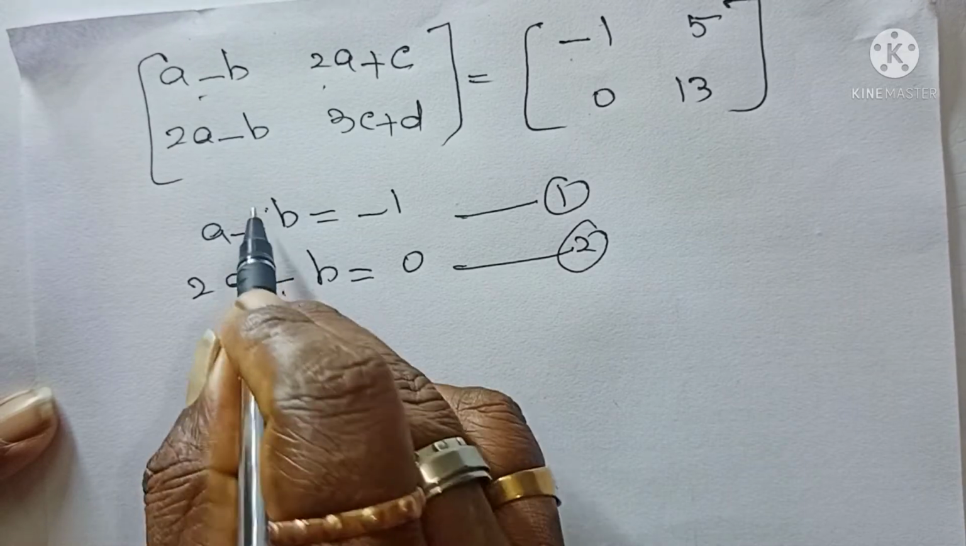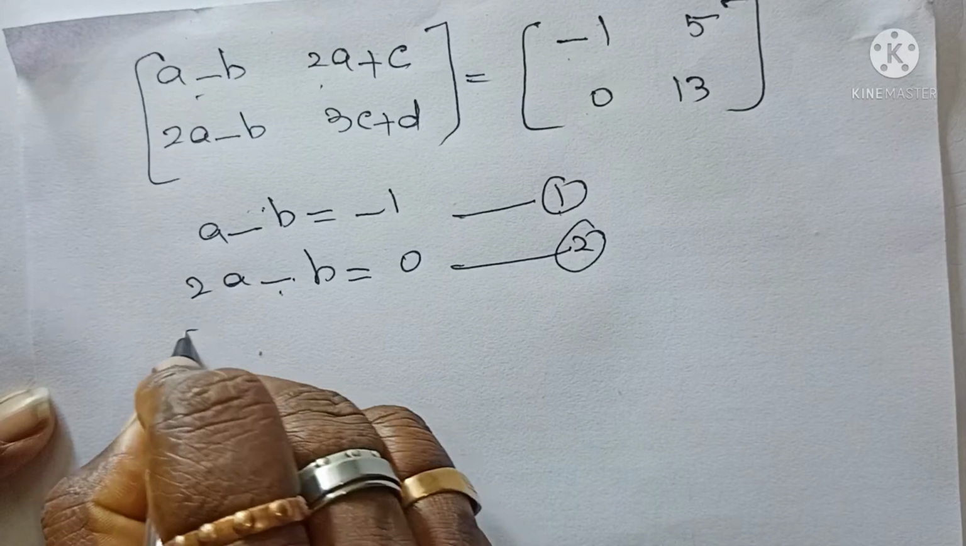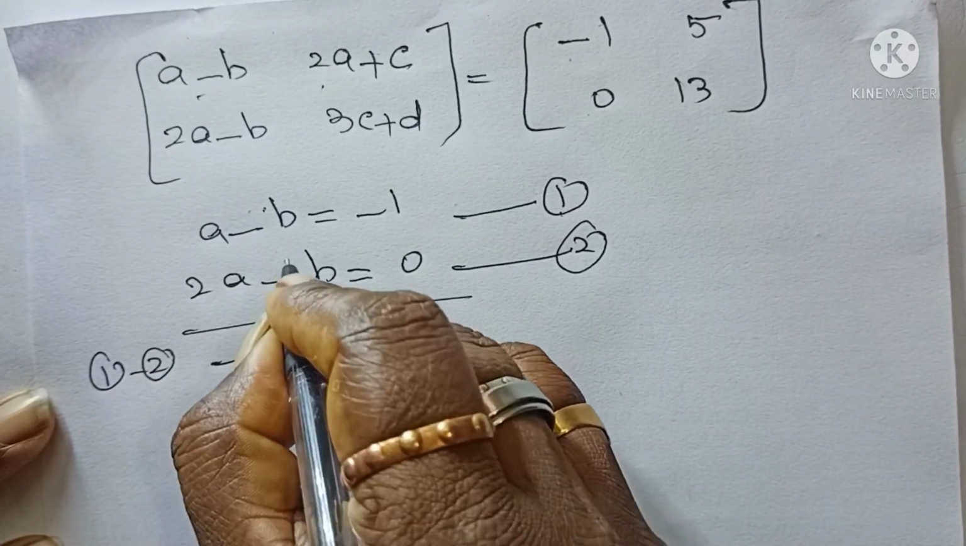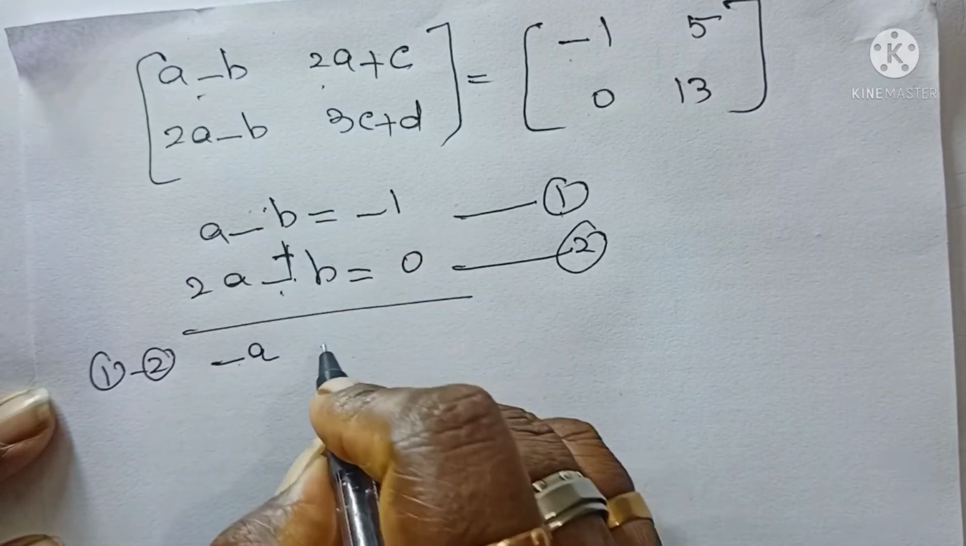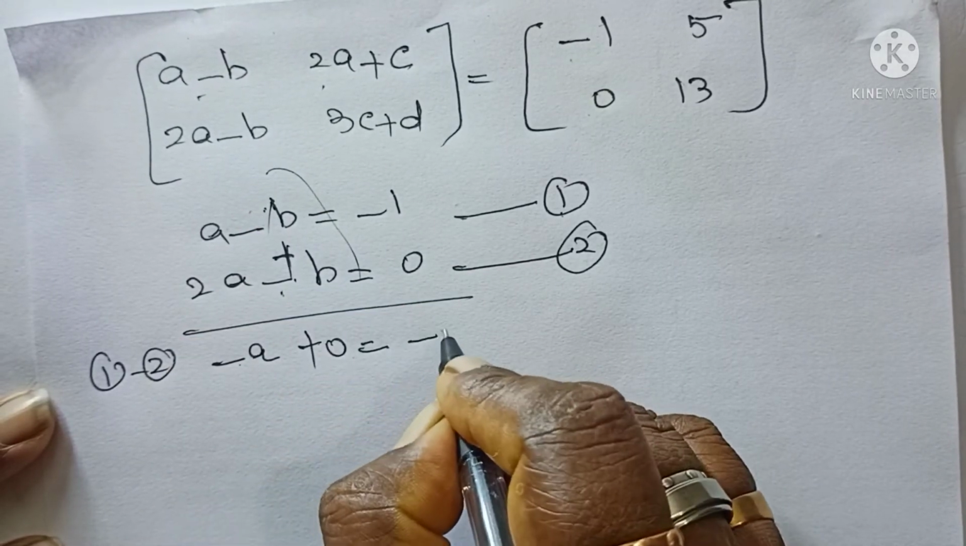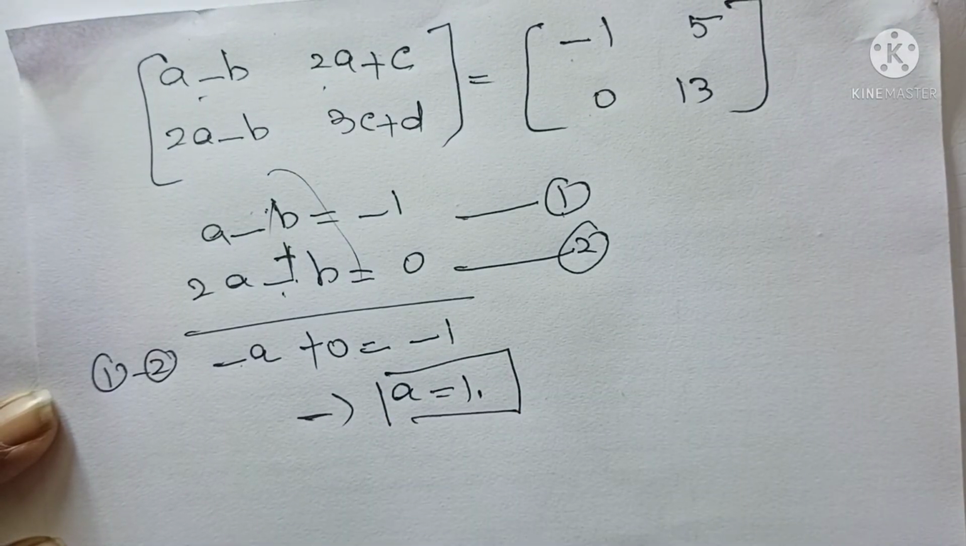Here minus B, same sign. So you have to subtract. 1 minus 2 implies minus A. This will become plus, so this term will become 0. So plus 0 minus 1. This implies A is equal to 1. So the value of A is equal to 1.